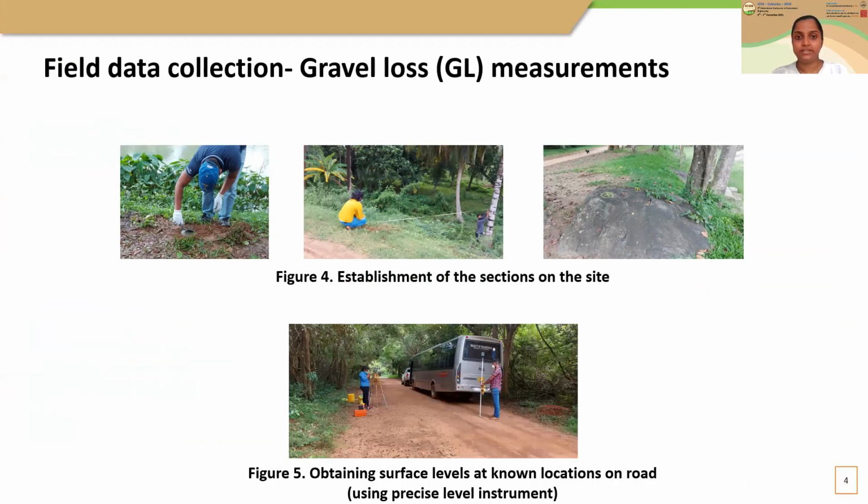After establishing the sections on the site, level measurements were taken to identify the gravel loss values. Here, a precise level instrument was used, and the initial gravel surface levels were recorded. After some time, the same points were measured again, and the levels were recorded, and the level difference will be used as the gravel loss value.